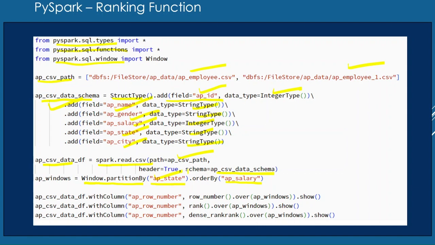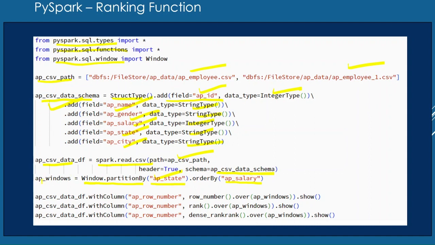For instance, suppose there are 3 records in Bihar. It will partition by state Bihar. One partition would be there, and in that partition, what is the order of the salary? Here for the order of the salary, we are not defining whether it is ascending or descending order, so by default it will pick ascending order.